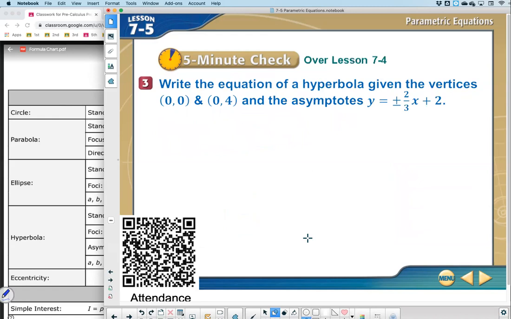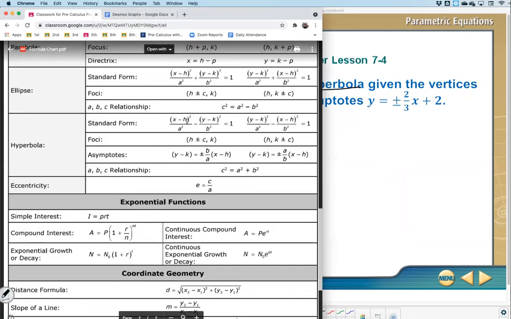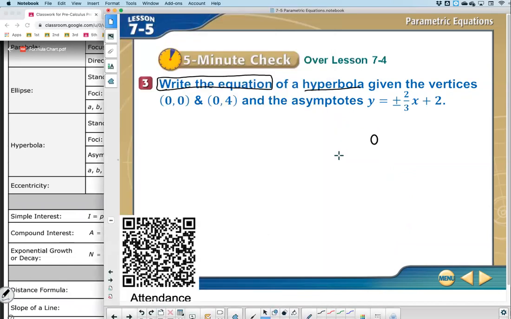Number 3 says write an equation. So here we are writing an equation again of a hyperbola. I'm going to go to the formula chart and take the standard form. Again, everything but the y minus k's and the x minus h is what I'm copying. So I should have on the first fraction a parenthesis squared over a squared, minus another parenthesis squared over b squared, equals 1.